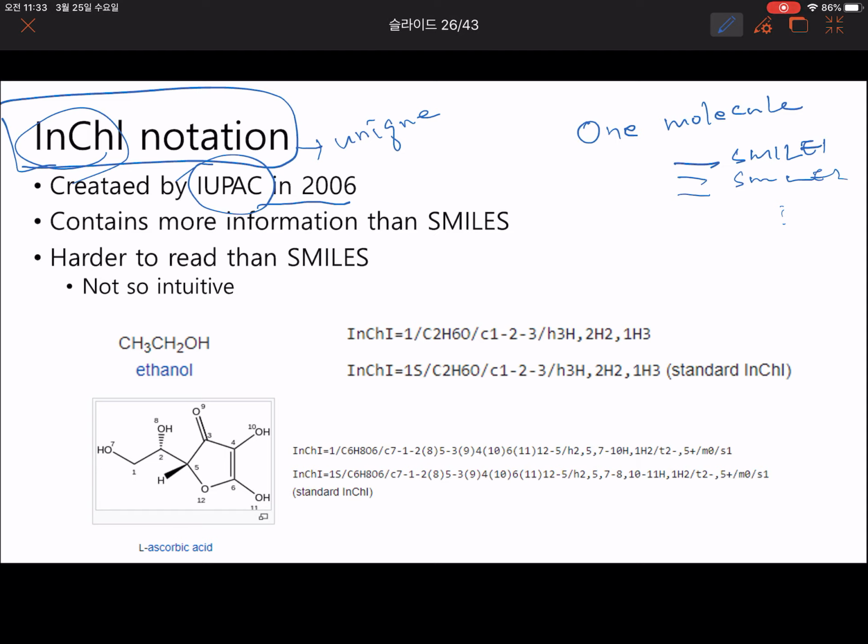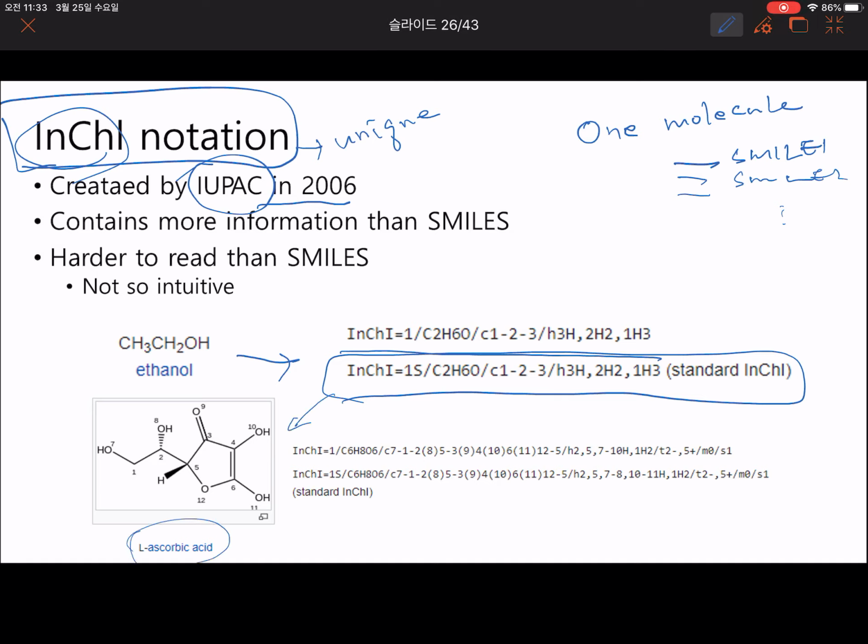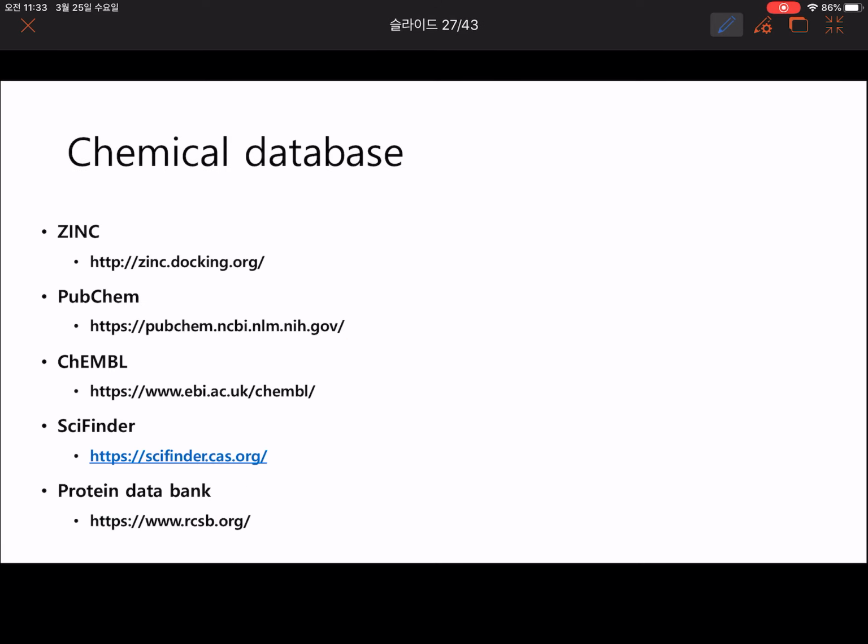If you look at the example of ethanol, the standard InChI key is written like this, which is not so intuitive, right? So things become more complex. If you look at ascorbic acid, then the InChI key becomes much more complicated, right? So these ones are much more complicated. The InChI keys have some advantages, but InChI keys are not as popular as SMILES representation.